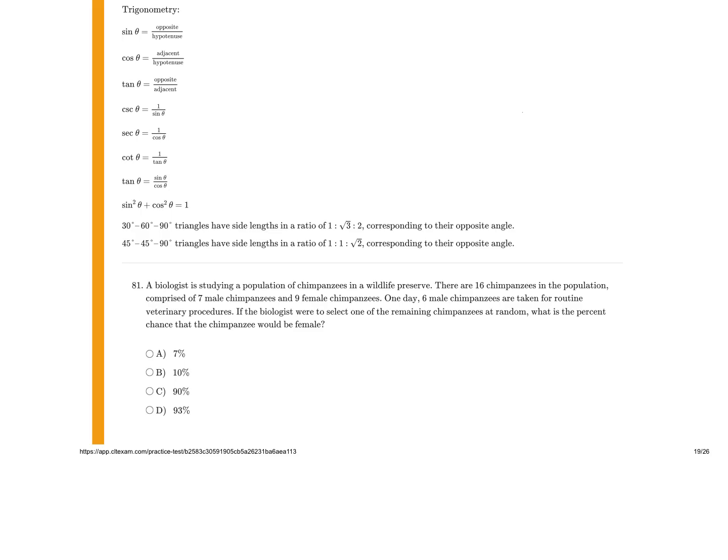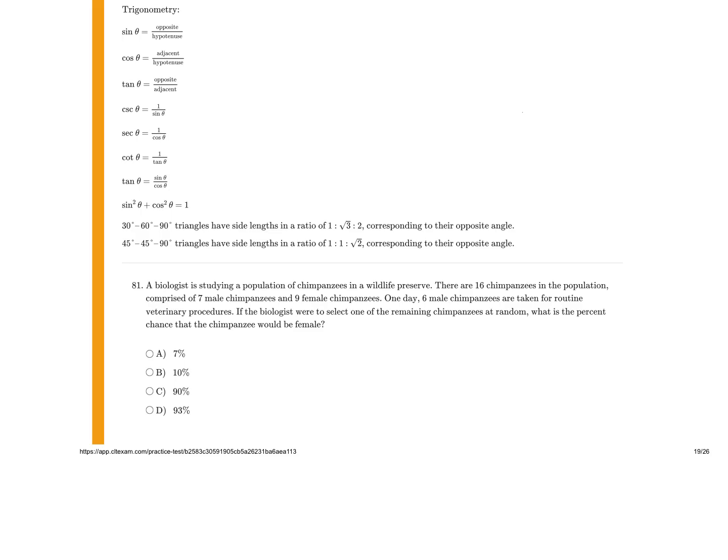Number 81. A biologist is studying a population of chimpanzees in a wildlife preserve. There are 16 chimpanzees in the population, comprised of 7 male chimpanzees and 9 female chimpanzees. One day, 6 male chimpanzees are taken for routine veterinary procedures. If the biologist were to select one of the remaining chimpanzees at random, what is the percent chance that the chimpanzee would be female? Pause the video and take a moment to do this question on your own.